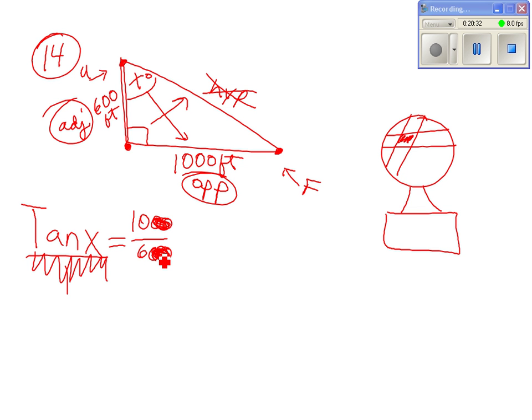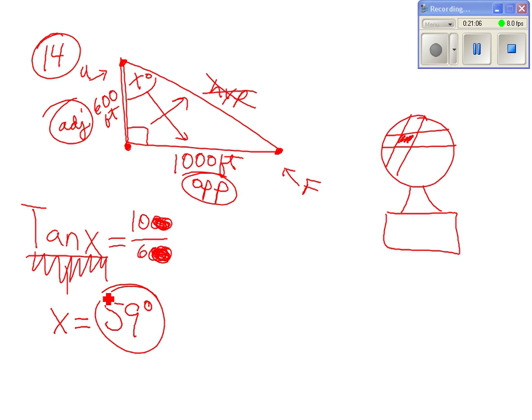It's a scientific calculator. Some of these calculators print across the screen, those don't. That's the only difference in them. So what is x? Hit second, tangent, 10 divided by 6. What do you get as your angle? 59. 59 degrees.